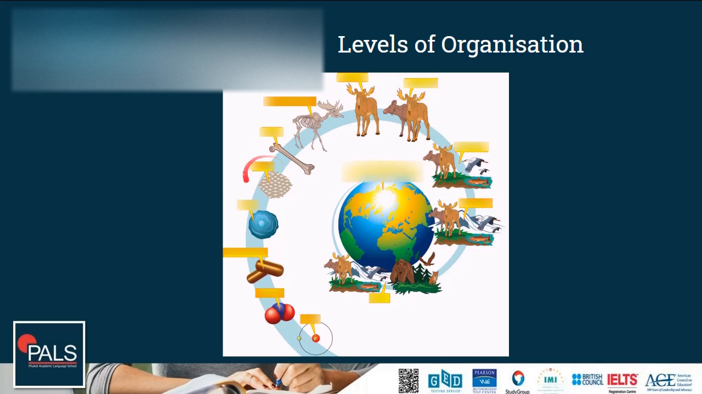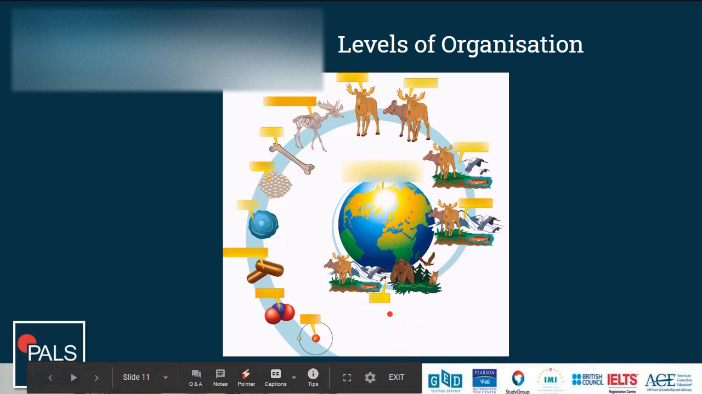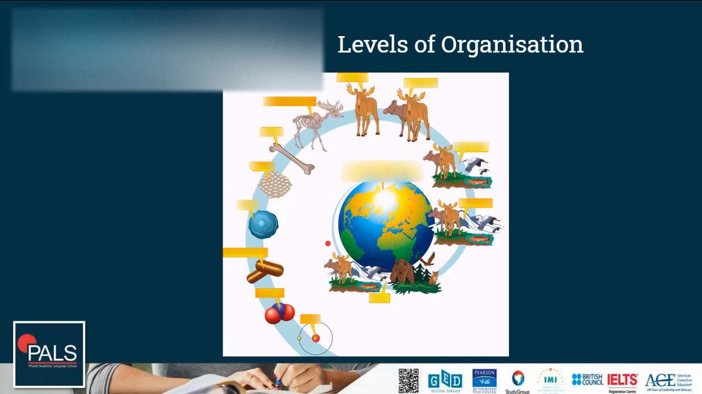Then we have the tissue, the organ system, the organism. And what we didn't look at yet is the population, the community, the ecosystem, the biome, and the biosphere. All right, next question.